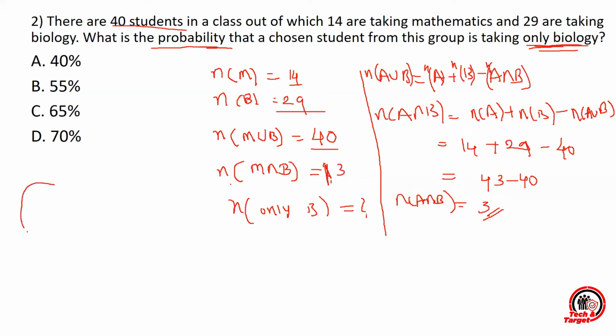Now if we draw a Venn diagram for this, this is mathematics, this is biology. In mathematics, there are 14 students taking mathematics, but it may include students studying biology as well. So if we write the intersection part as 3, the total number of students taking mathematics is 14. So 14 minus 3 is 11. So 11 students are studying only mathematics. Now coming to biology, there are 29 students studying biology. So 29 minus 3 is 26. So those 26 people are studying only biology and not mathematics, right?